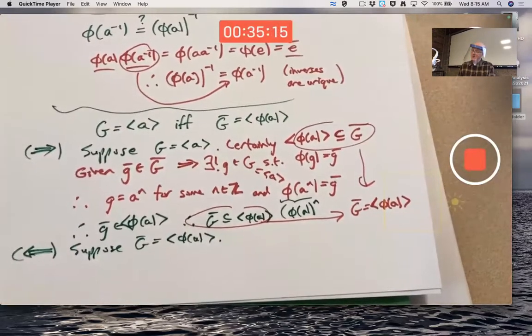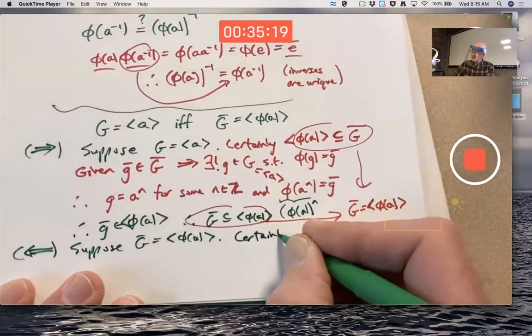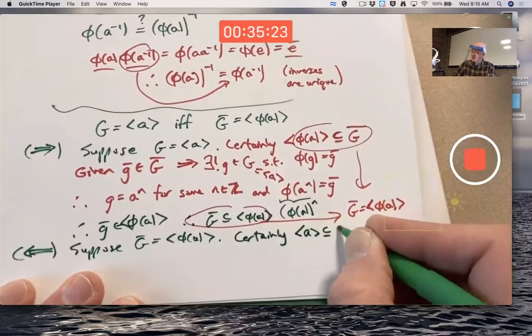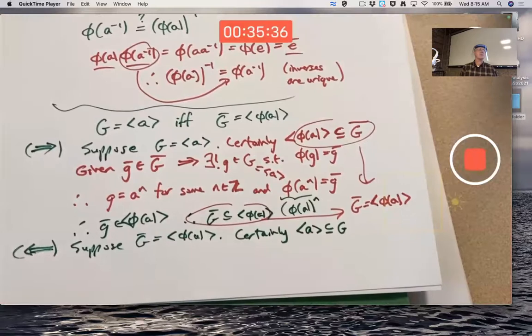Just like before, we can say certainly the cyclic subgroup generated by A is a subset of G. Again, the harder part is showing G is a subset of the cyclic subgroup generated by A. If I'm not referring to the inverse isomorphism, how is this possible? Is it possible? Yes.